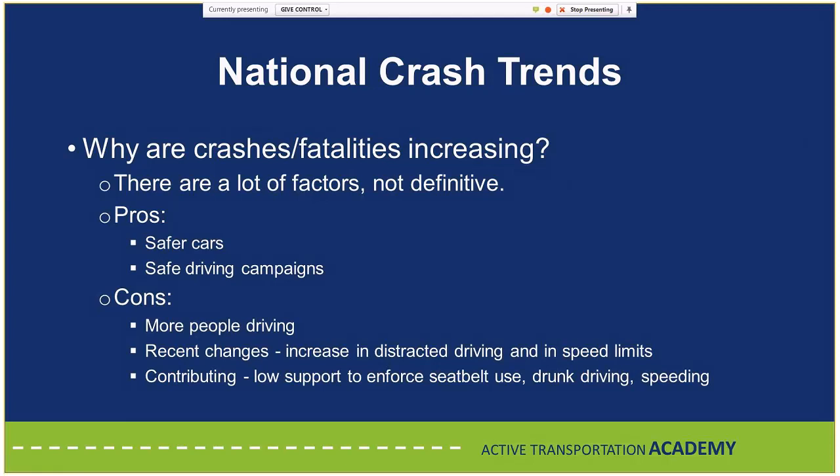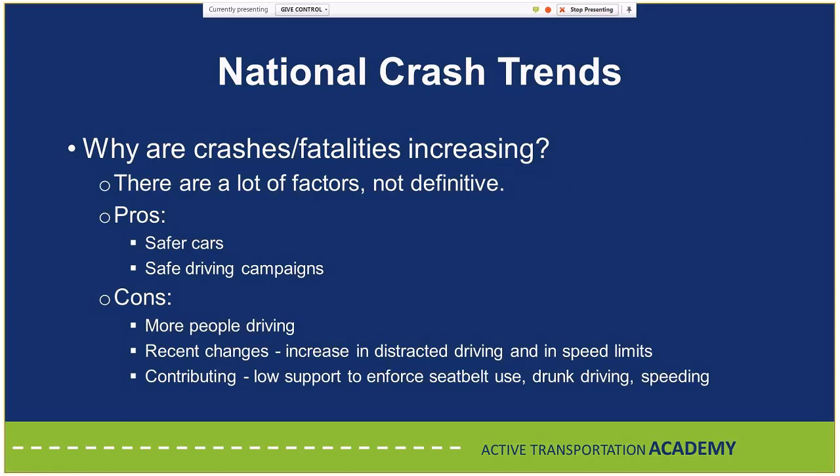Also, the speed limits on roadways have increased. A lot of freeways now are 70 miles per hour instead of 65. Other contributing factors to these challenges include low support to enforce seatbelt use, drunk driving, and speeding. Lawmakers don't like to pass unpopular laws, and law enforcement has seen budget cuts that negatively affect their ability to increase patrolling. In the class, we'll drill down further into these national and state crash trends.